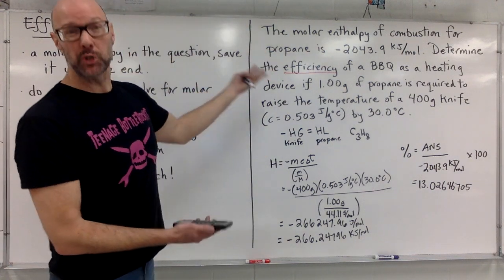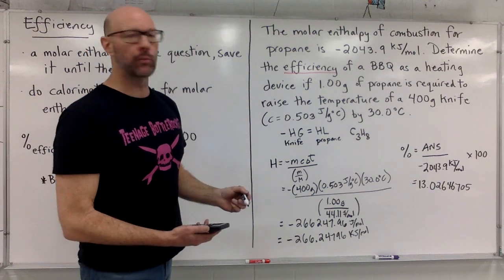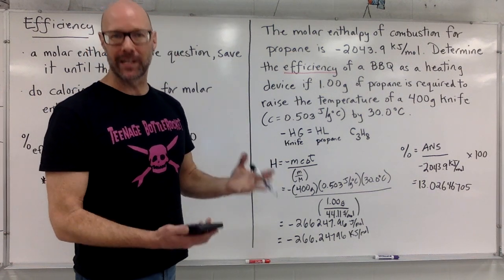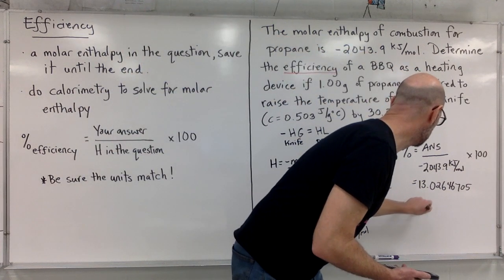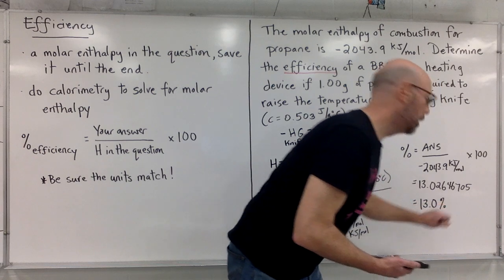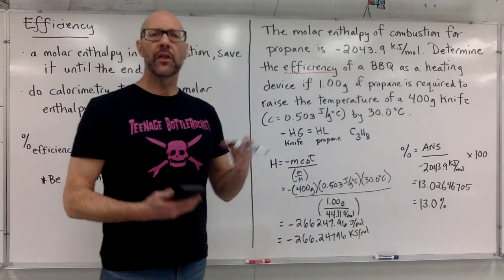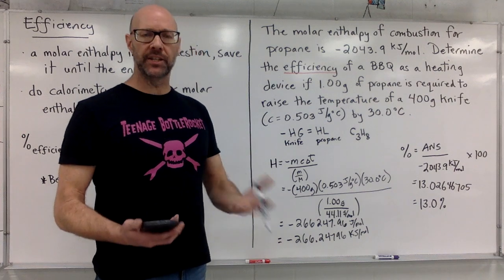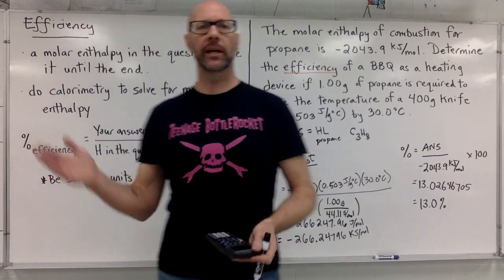I'm going to go back to the original question. There's a bunch of numbers with 3 significant digits. It's very typical, so I need to round off my answer so it has 3 significant digits as well. It turns out to be 13.0%.